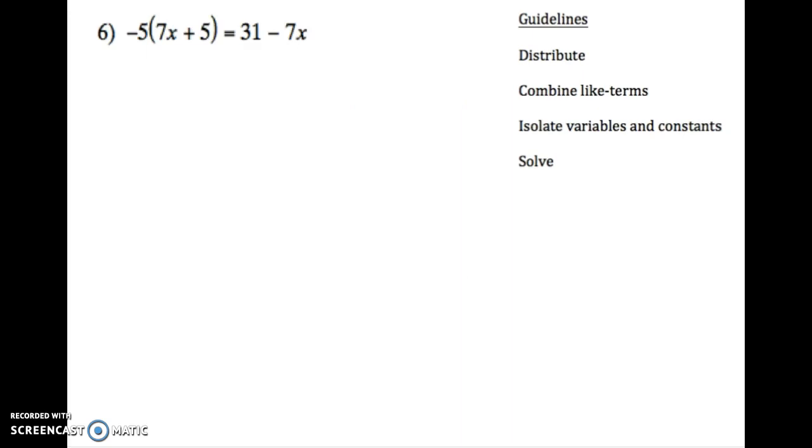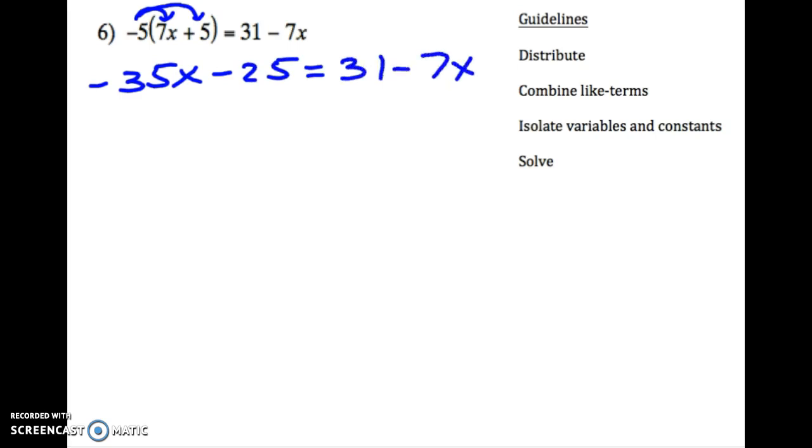Moving on to number 6. This time the parentheses are on the left side, so we're going to be distributing the negative 5 through the parentheses. Negative 5 times the 7x should give us negative 35x. Negative 5 times the positive 5 will give us negative 25. This time both sides only have two terms, one variable, one constant, so no like terms to add together.